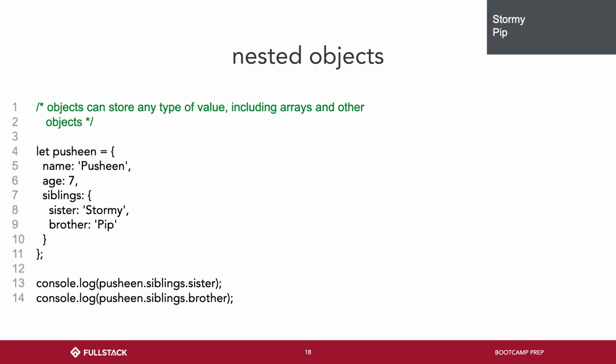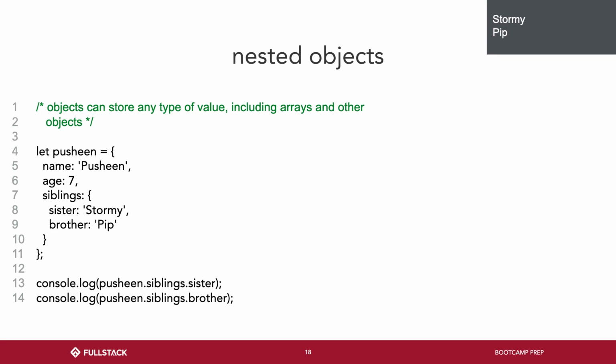Let's say we did Pusheen.family.sister. Like we thought this was family, but it's actually siblings. You would get a nasty error in the console saying cannot read property sister of undefined, right? Because Pusheen.family doesn't exist anymore. Pusheen.family doesn't exist, so it's undefined, right? So then you do undefined.sister, not.